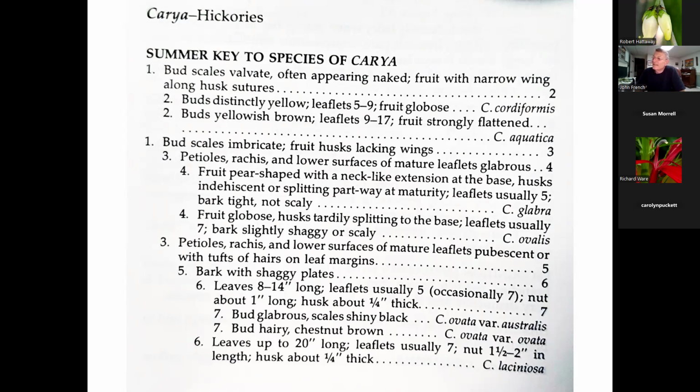Now, interestingly enough, notice that Richard said the Myristicaeformis is not in the 1990 book, but it is in the 2007 book. That's because Myristicaeformis, the nutmeg hickory, is very, very rare in Georgia, and was not discovered until recently by Richard Ware. Yep.